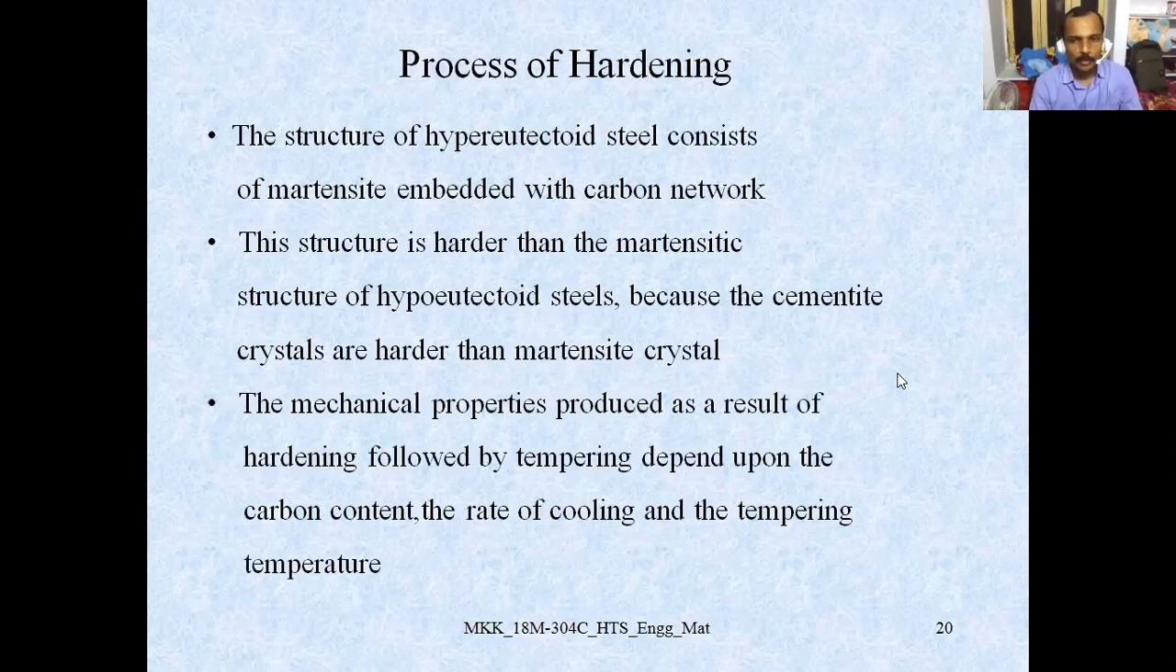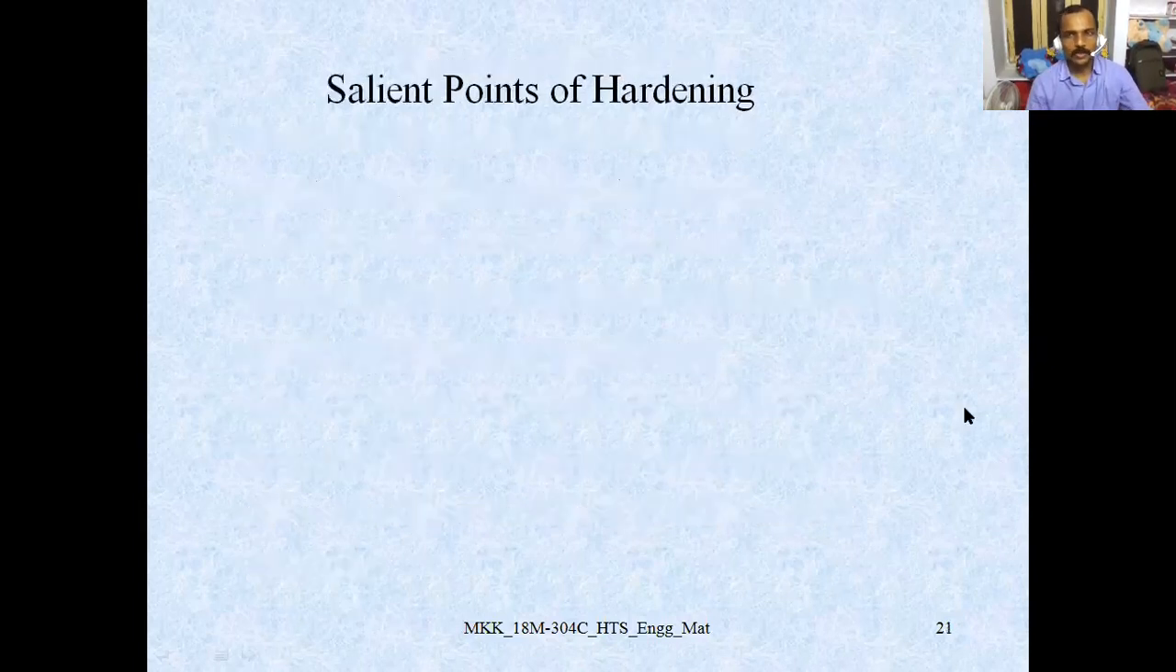So the mechanical properties produced as a result of the hardening process followed by tempering depend upon the carbon content, the rate of cooling and the tempering temperature. So three factors we are discussing: carbon content, rate of cooling and tempering temperature. So next topic we are going to discuss is salient points of hardening.